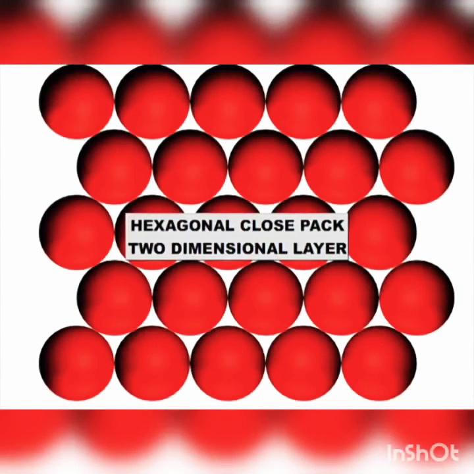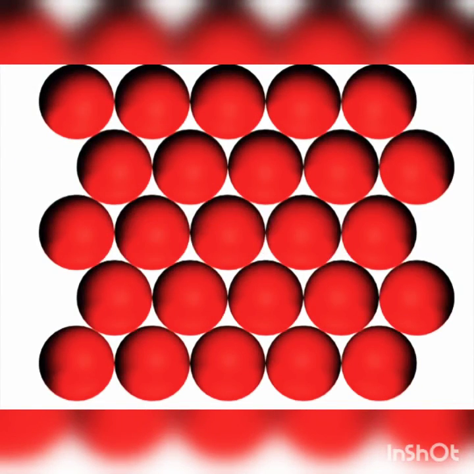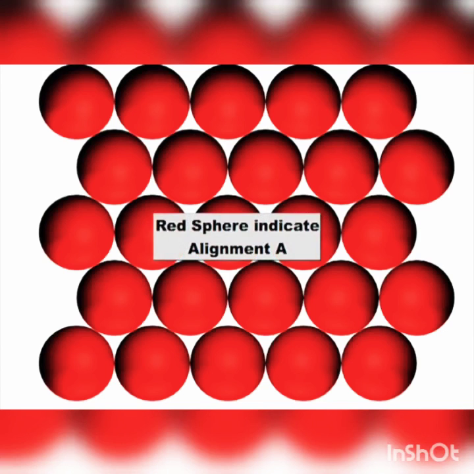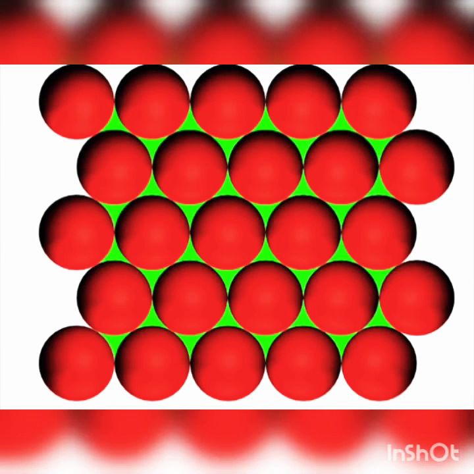Taking hexagonal close packing two-dimensional layer. The first layer contained red colored spheres indicating the alignment of the layer. This alignment is called A. These are the void spaces of the layer. We have to place a layer on top of this layer.